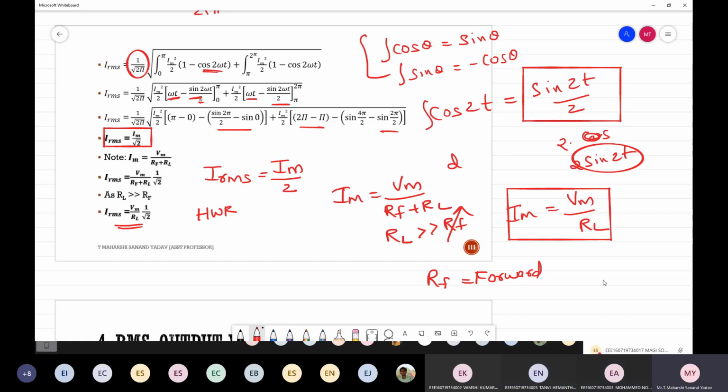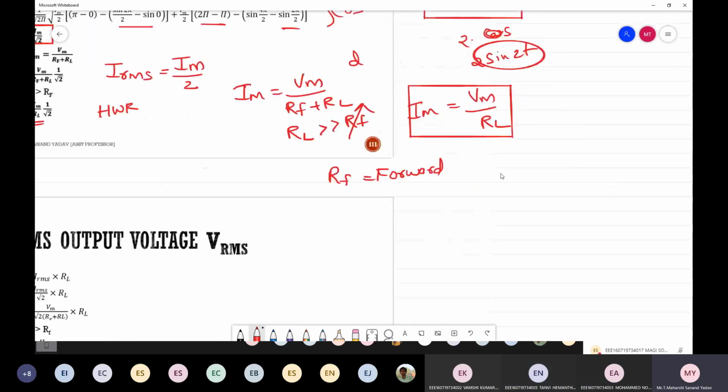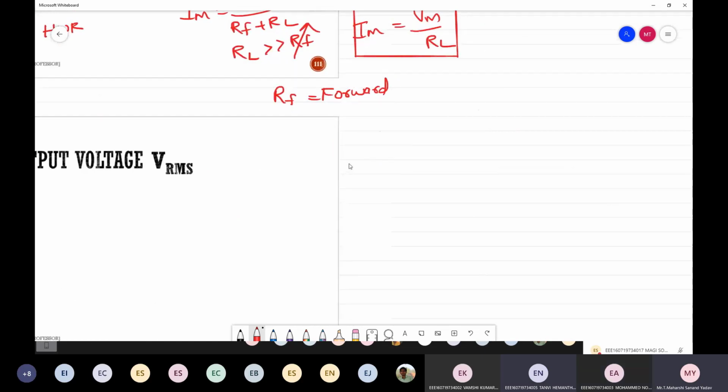And can anyone tell me now what will be the answer for VRMS? Vm by root 2. That's it. VRMS is nothing but Vm by root 2, whereas for half wave, VRMS is Vm by 2. Vm by 2. So better be perfect with this.